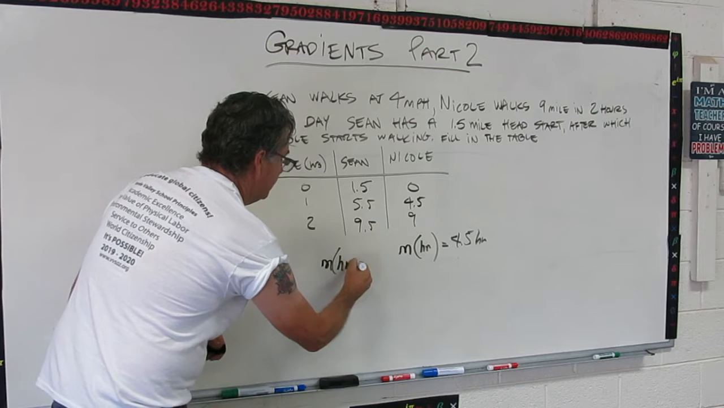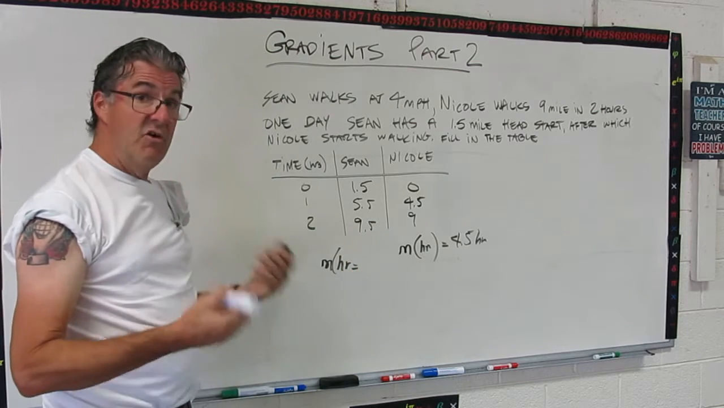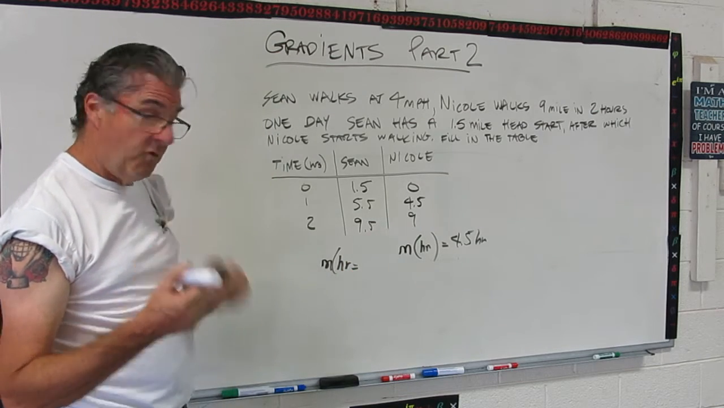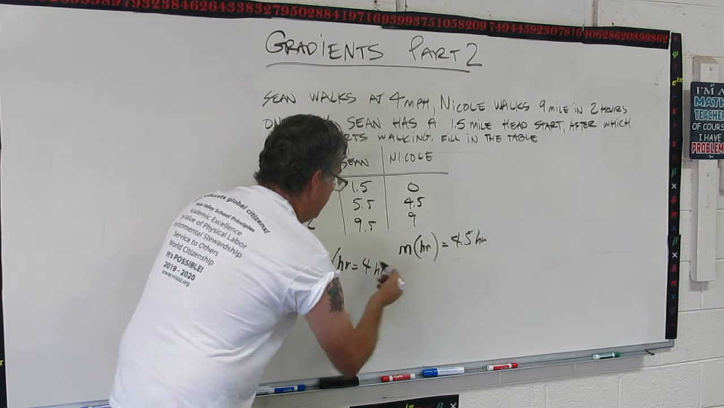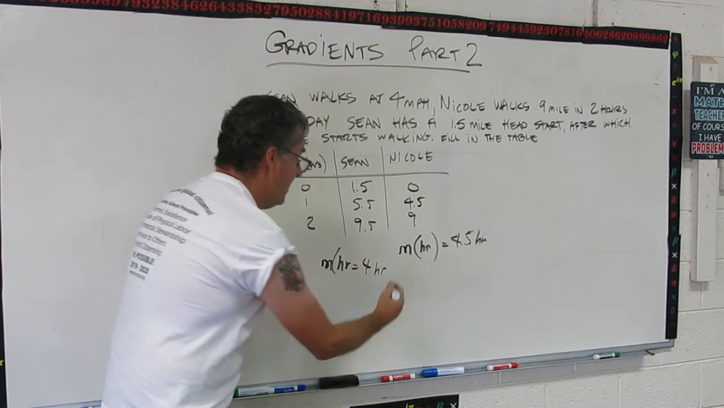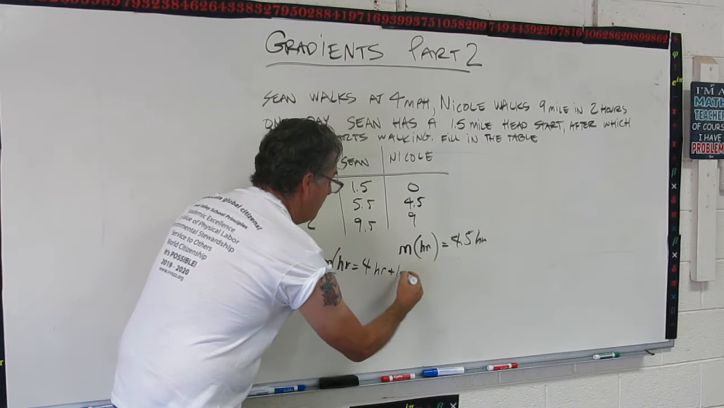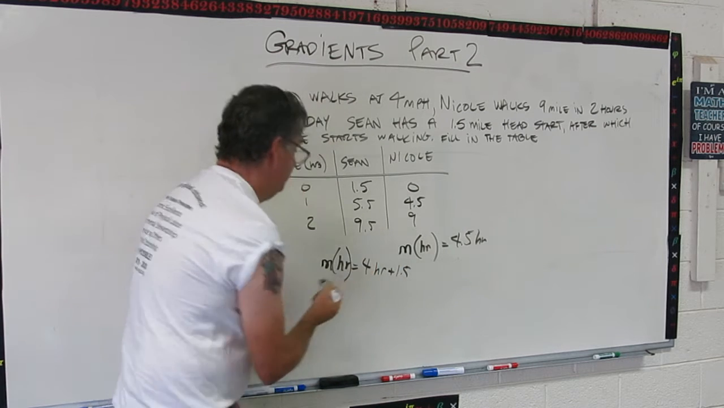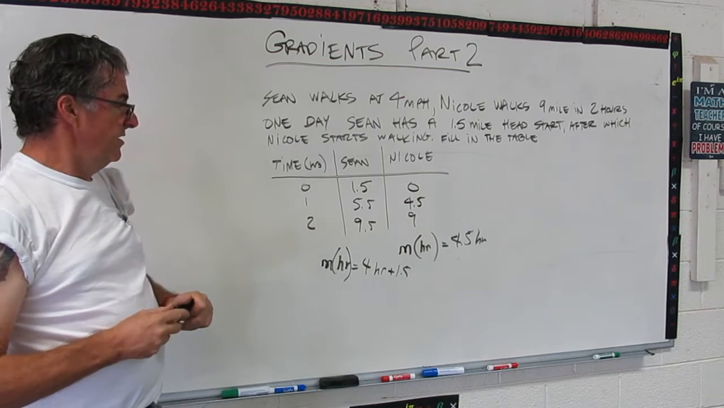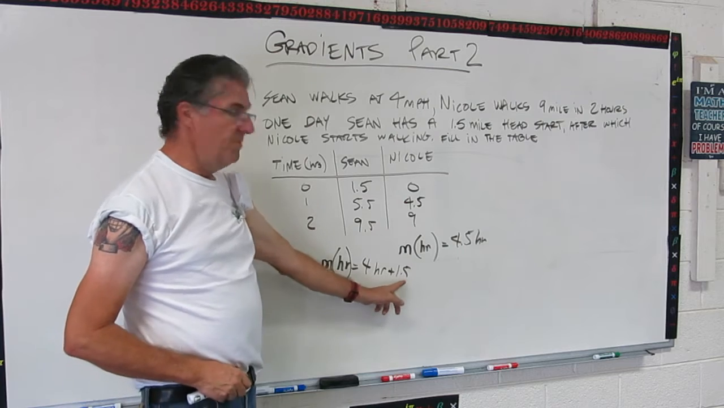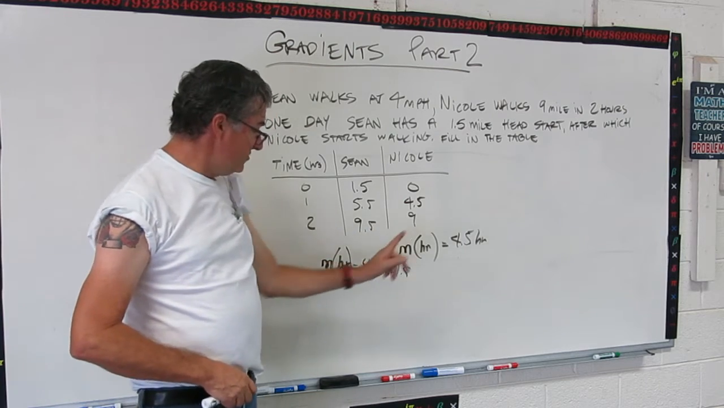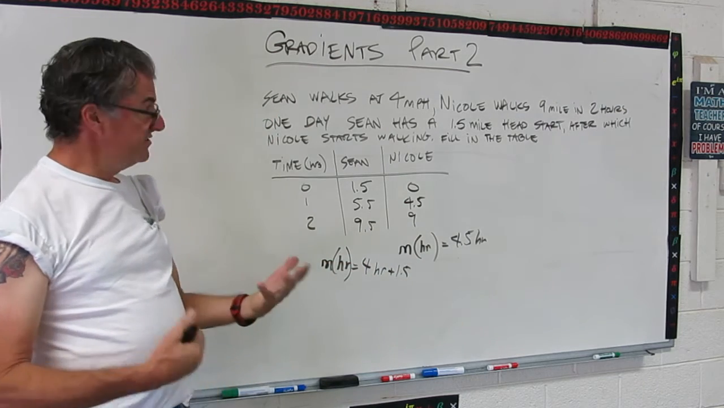Now we know the rate. He walks 4 miles per hour, so it's going to be 4 times the hours. But he had a head start of 1.5 miles, so we're just going to add the 1.5 right there. Okay? So she walks a little faster, but no head start. He walks a little slower, but he's got a 1.5 mile head start. So these are the two equations that we have for this scenario.